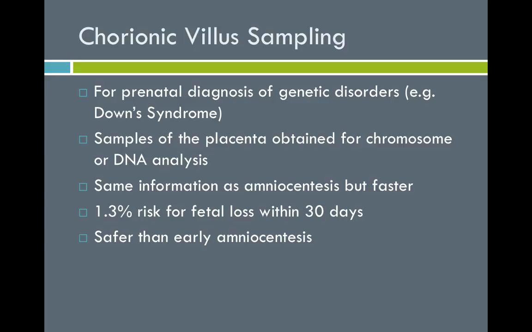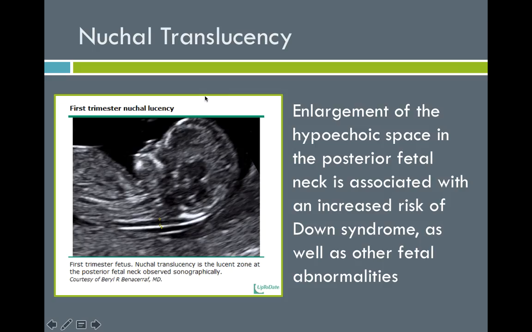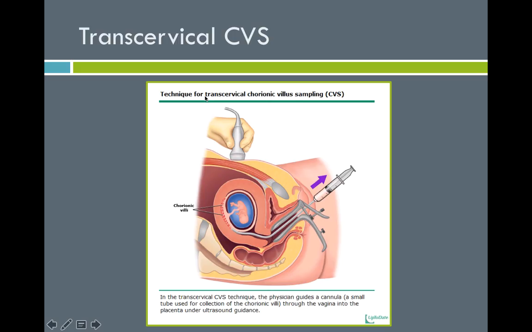So the patient has to weigh the risk of waiting to do the amniocentesis or doing the chorionic villus sampling and increasing the risk for fetal loss. Now, it is safer than early amniocentesis. So as you can see from the chart here, we want to wait 15 to 18 weeks to do that amniocentesis, but we can do the chorionic villus sampling as early as 10 to 13 weeks.